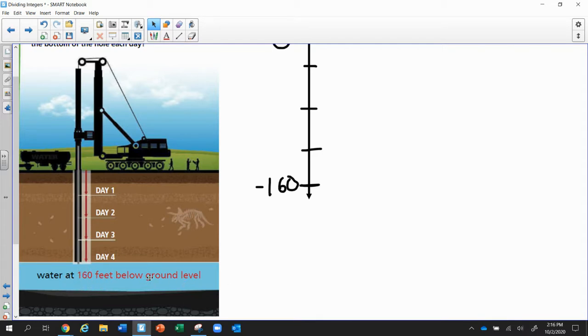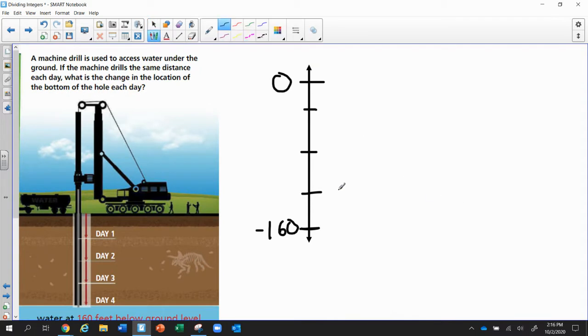So remember, if we're thinking of below ground level, we're thinking in terms of negatives. So how we would solve this is simply dividing 160 divided by 4. And we don't know, but we're saying that that's going to be our question. So how many feet did they drill each day? Well, if you want to work backwards and say, well, what number times 4 equals negative 160? You can work that way.